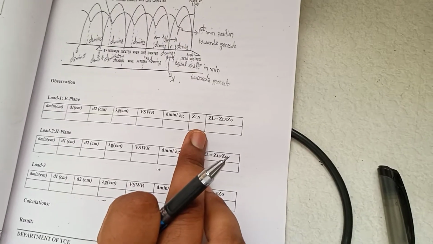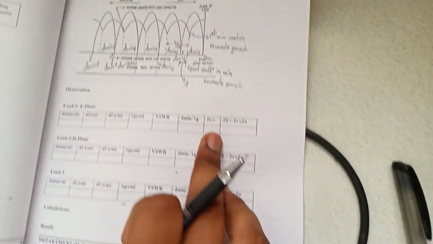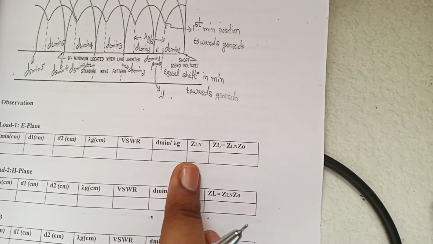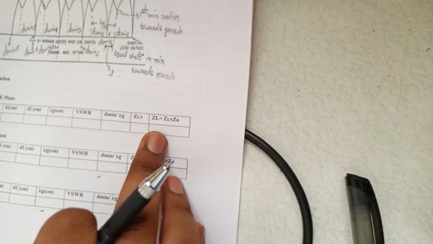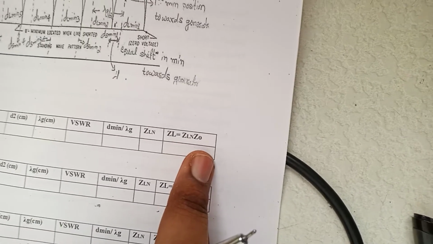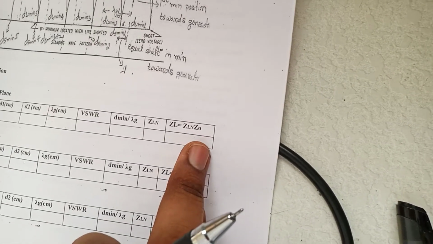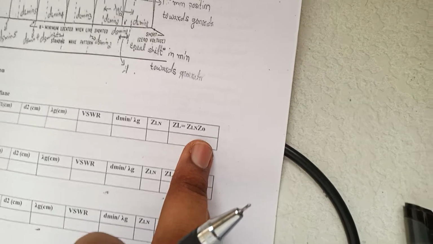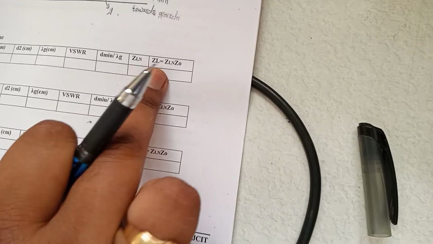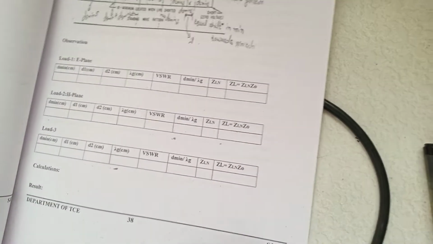Next, what we have to find? ZLN. ZLN stands for normalized load impedance. We can get it with the help of the Smith chart. Finally we have to find the load impedance of the particular E plane. In the Smith chart you will get the normalized load impedance. That should be multiplied by Z0. Z0 is the characteristic impedance, whose value is 50 ohm. If you multiply, you will get the load impedance, where the load is our E plane.